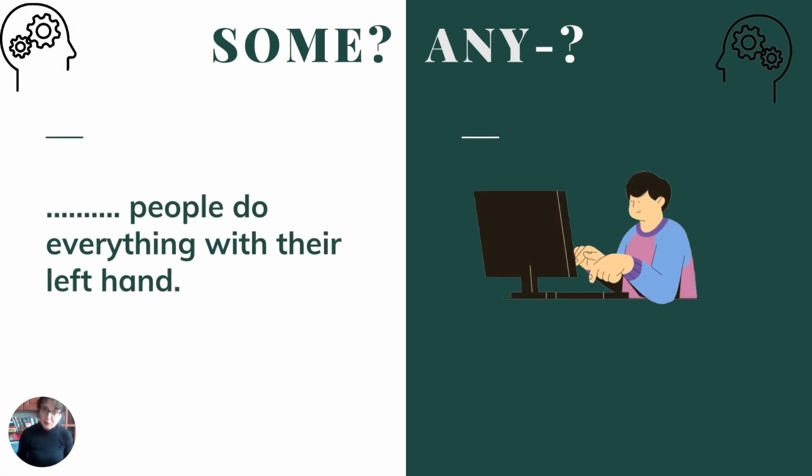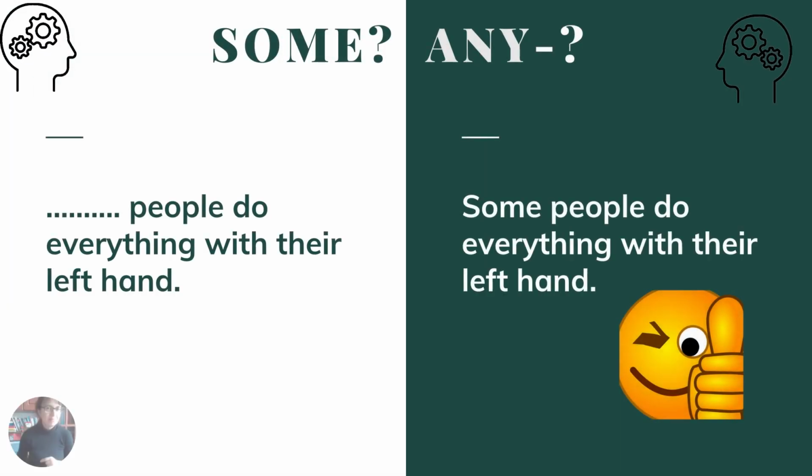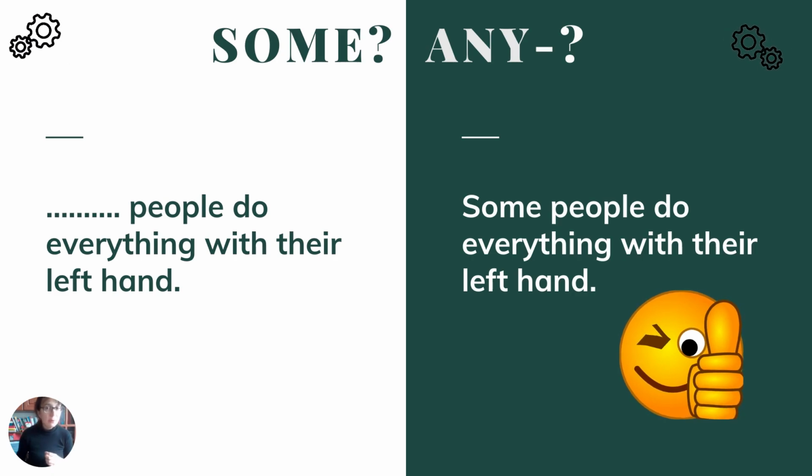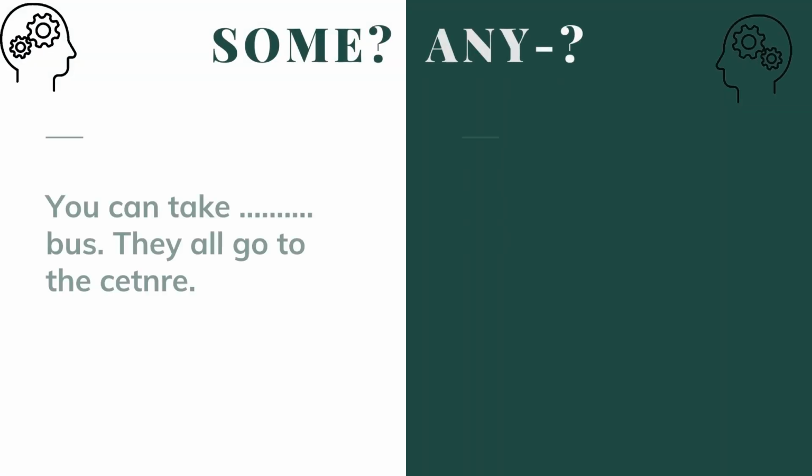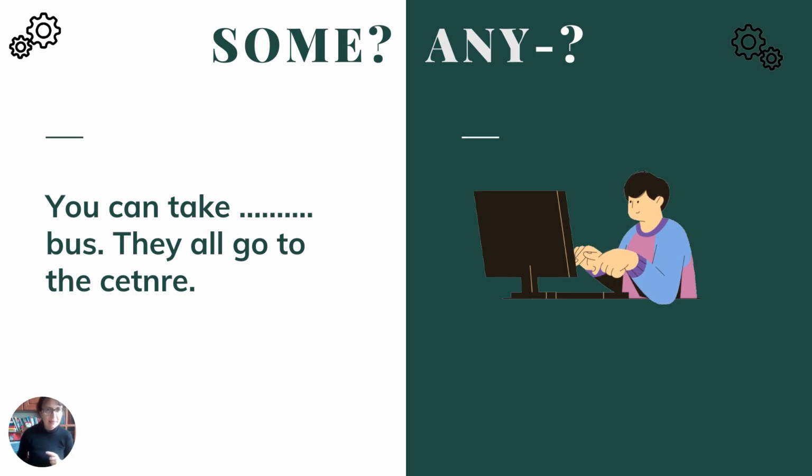So let's practice because we know practice makes perfect. Again, pause the video, write your answer, and then check. Some or any? Yeah, indeed. Some people do everything with their left hand. We do not know exactly how many. A certain number of people do everything with their left hand. Let's see the next example.